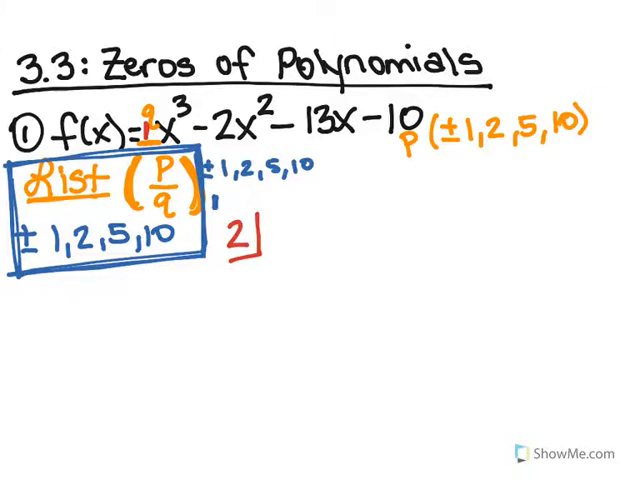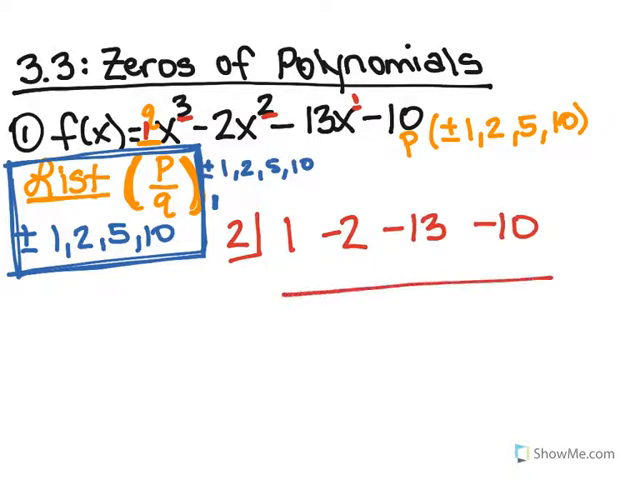And again, you're going to look at that polynomial and make sure it's in descending order. 3, 2, 1, and 0. We're good. We're not missing a term. And you're going to list the coefficients out beside it. So we got 1, negative 2, negative 13, and negative 10. This is the method we did in 3.2.